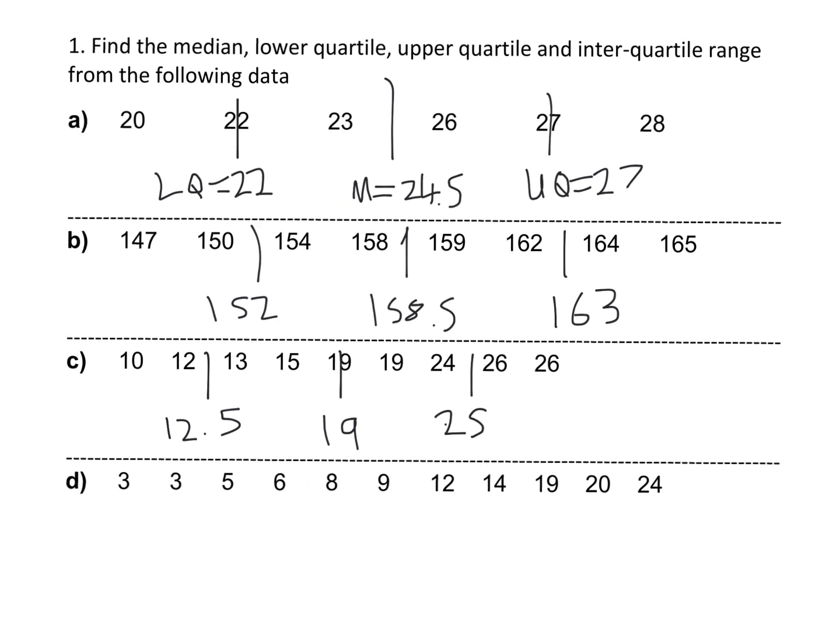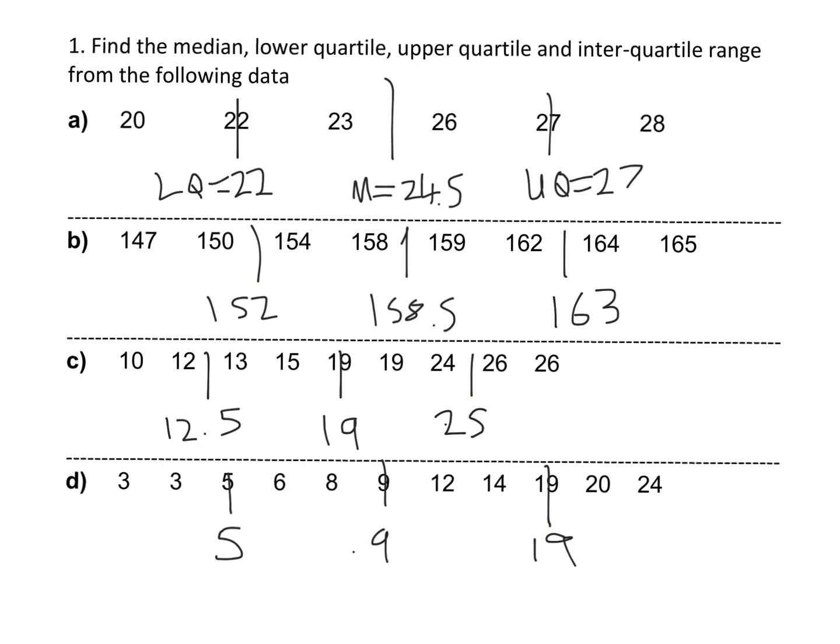Finally, D: 1, 2, 3, 4, 5, 6, 7, 8, 9, 10, 11. So the 6th value will be the middle. 1, 2, 3, 4, 5, 6, that 9 is the median. To the left, we've got 5 values. The middle of the 5 values would be here, 5 itself. And to the right, we've got also 5 values. If it's different, then we haven't hit the middle. And the middle of the 5 values is 19. That is perfect method, that is full marks.